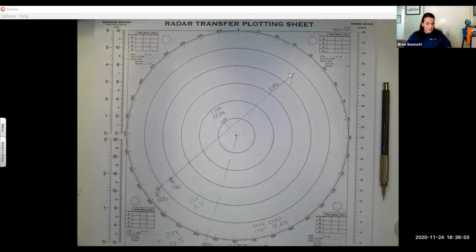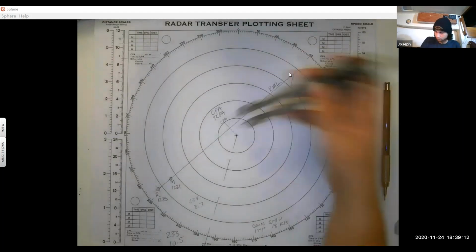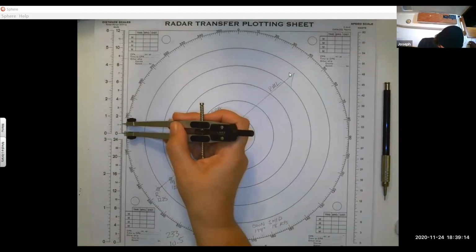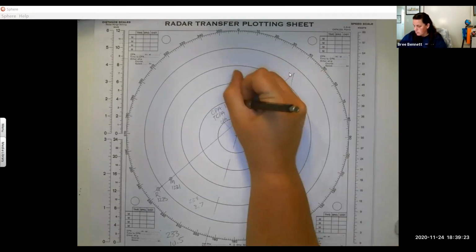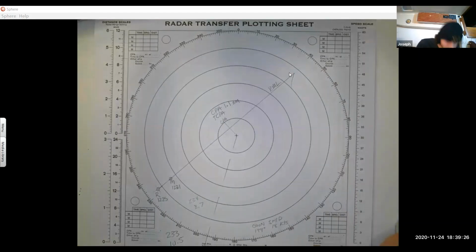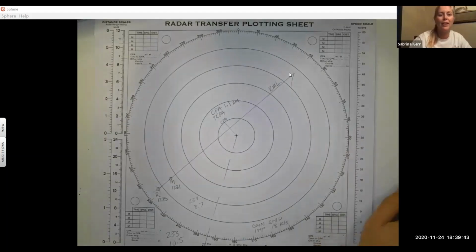So I want to figure out what my CPA is in distance. I got 1.1. How do you guys go on your CPA distance? I got the same one, 1.1. Okay, good, good, good.